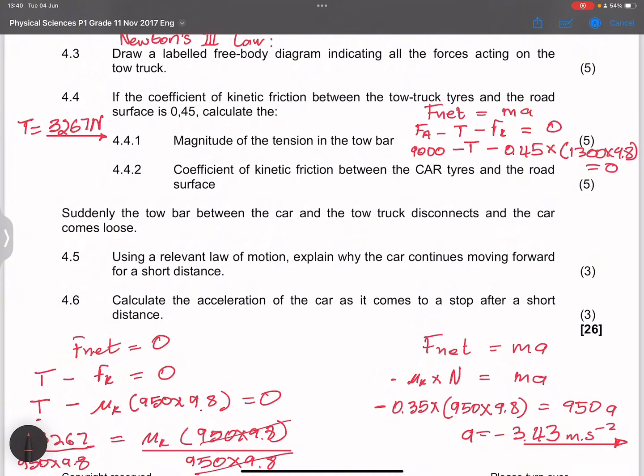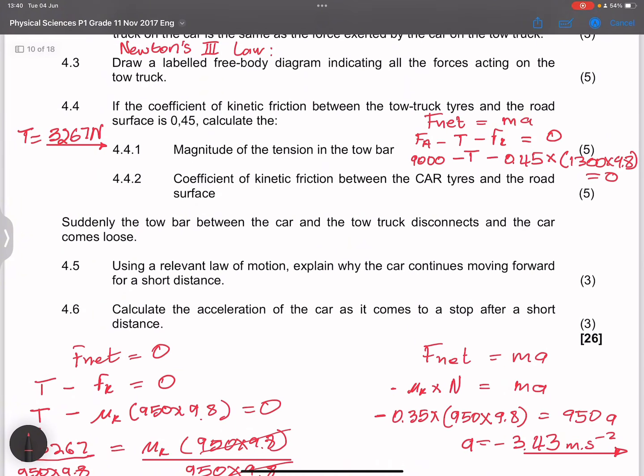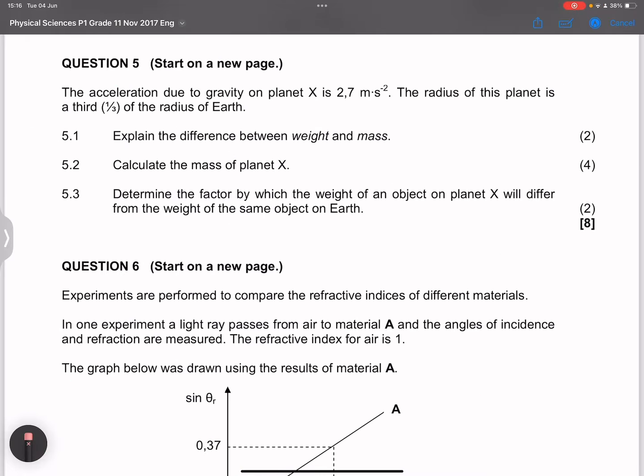All right, so let's go on to the next question, which is question 5. They say the acceleration due to gravity on planet X is 2.7 meters per second squared, and the radius of this planet is a third of the radius of the Earth. Firstly, they say explain the difference between weight and mass.